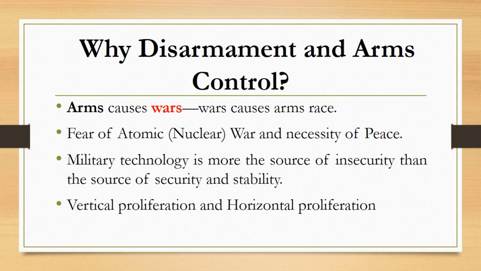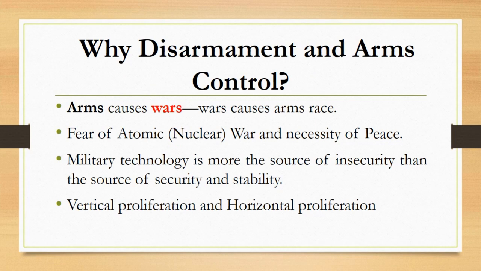Thirdly, military technology is more the source of insecurity than the source of security and stability, because the presence of weapons can lead a state anytime towards its use, which can result in huge devastation. Therefore, arms control and disarmament are necessary to minimize the insecurity.